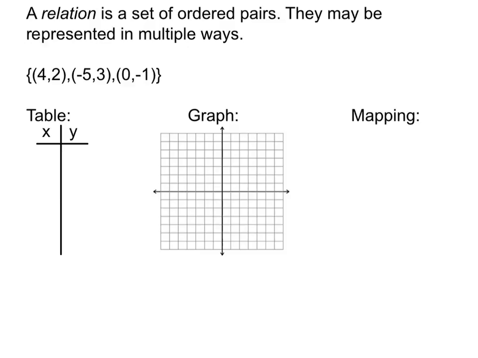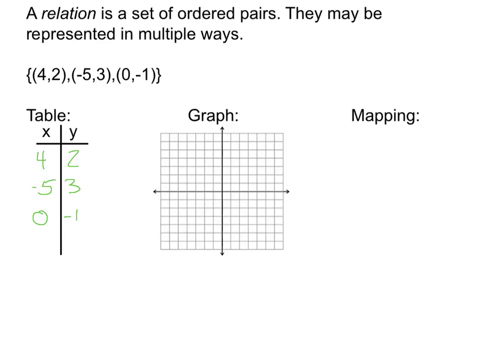So first of all, let's look at a table. A table is nothing more than an XY chart, and we're just going to put the numbers in here. So my X value for 4, 2 is 4. The matching Y value is 2. -5 matches with 3, and 0 matches with -1. And that's a table of our values, and that's really it.